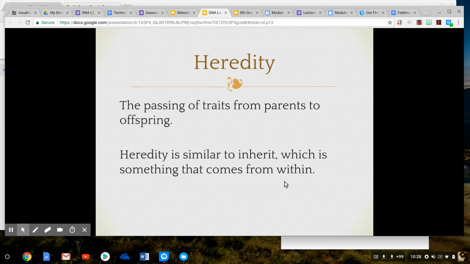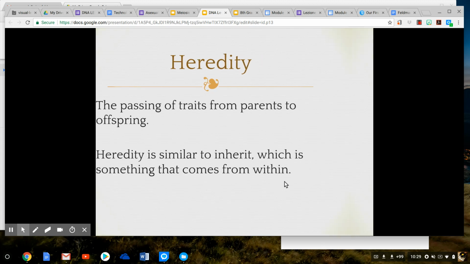Today, we're going to be talking about heredity. Heredity refers to the passing of traits from parents down to their offspring. Heredity is very similar to inherit. That means that it comes from within. That's what it translates to. So, all of our traits come from our parents. Sometimes it comes from the mother, sometimes from the father. We'll go more into that as we learn on. But today, we're mainly going to focus on DNA and how it affects our body.